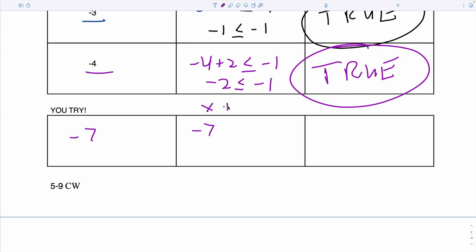Remember the inequality was this. So you're going to put negative 7 in its place, and then you're going to test it. Is negative 5 less than negative 1? Yeah, that's true.